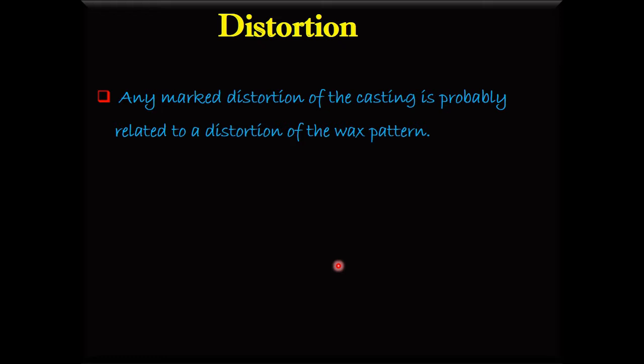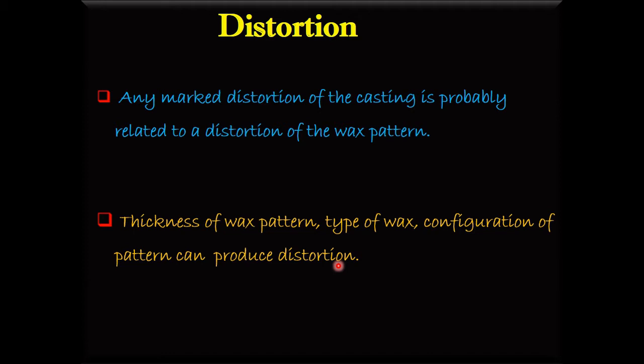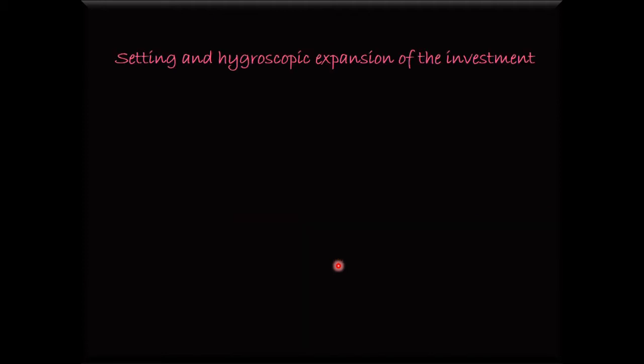Any marked distortion of the casting is probably related to a distortion of the wax pattern. So, how do we minimize this? In order to avoid this, we have to do proper manipulation of the wax and proper handling of the wax pattern. The thickness of the wax pattern, the type of the wax, and the configuration of the pattern can produce distortion.